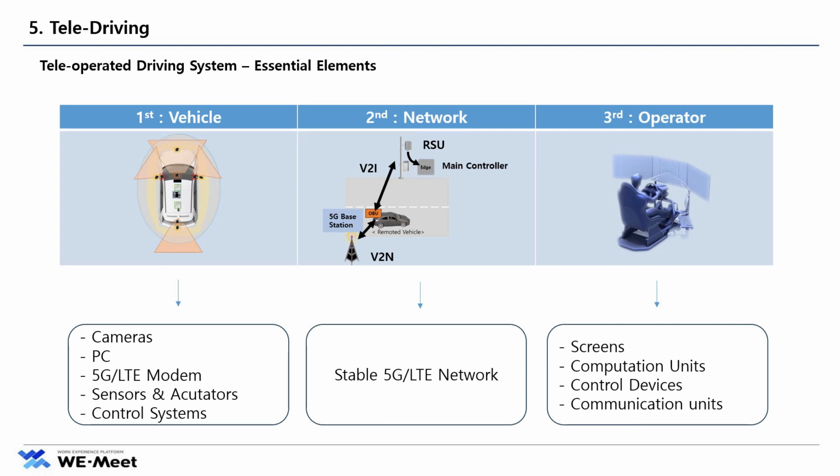There are three essential elements for a tele-operated driving system. Firstly, the vehicle with hardware like cameras and software like control systems. Secondly, a stable and low-latency network. Lastly, the operator. Screens, computation units, and control devices are needed.